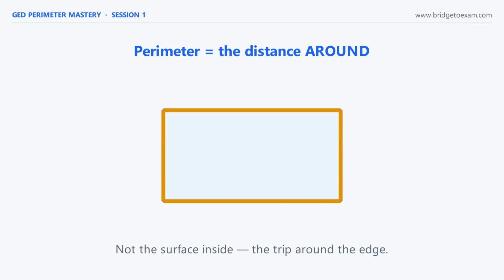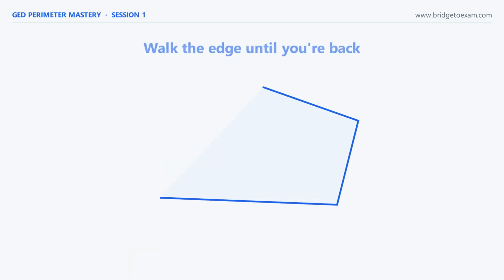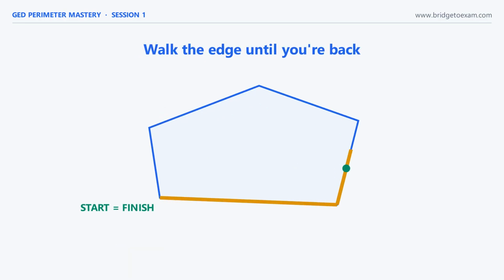Imagine a shape drawn on the floor. You start at one corner and walk along the outside edge, never cutting across, until you arrive back exactly where you began. The length of that walk is the perimeter. That's it. It's a closed path, a complete trip around the boundary that ends where it started.